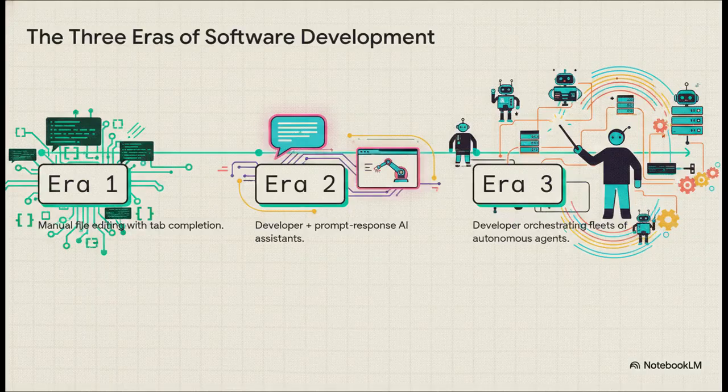To really get where we're going, you have to understand where we've been. So, Era 1, that was all manual, right? Painstakingly editing files where tab completion was like the peak of high-tech. Then Era 2 came along, and we got these AI assistants, like Copilot giving us a hand. But now we are entering a totally new dimension. The third era, where developers are no longer just writing code, we're orchestrating whole fleets of autonomous AI agents.